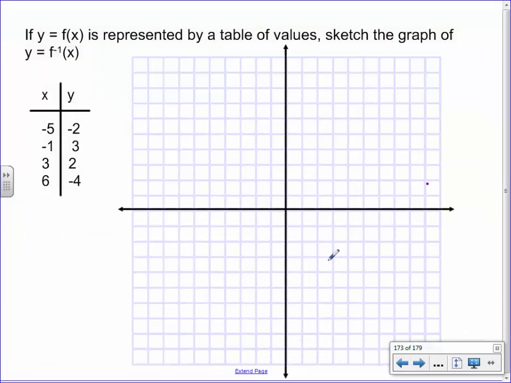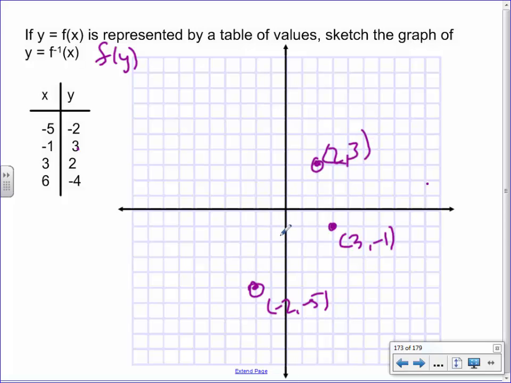Okay, so let's just sketch what just random points would look like if I asked you to find f negative 1 of x, which really just means all your y's are x's. So if it was at negative 5 and negative 2, now we need negative 2, negative 5. If it was negative 1 and 3, now you need 3 and negative 1. If it was 3 and 2, now you need 2 and 3. And if it was 6 and negative 4, you need negative 4 and 6. All you do, flip them around.